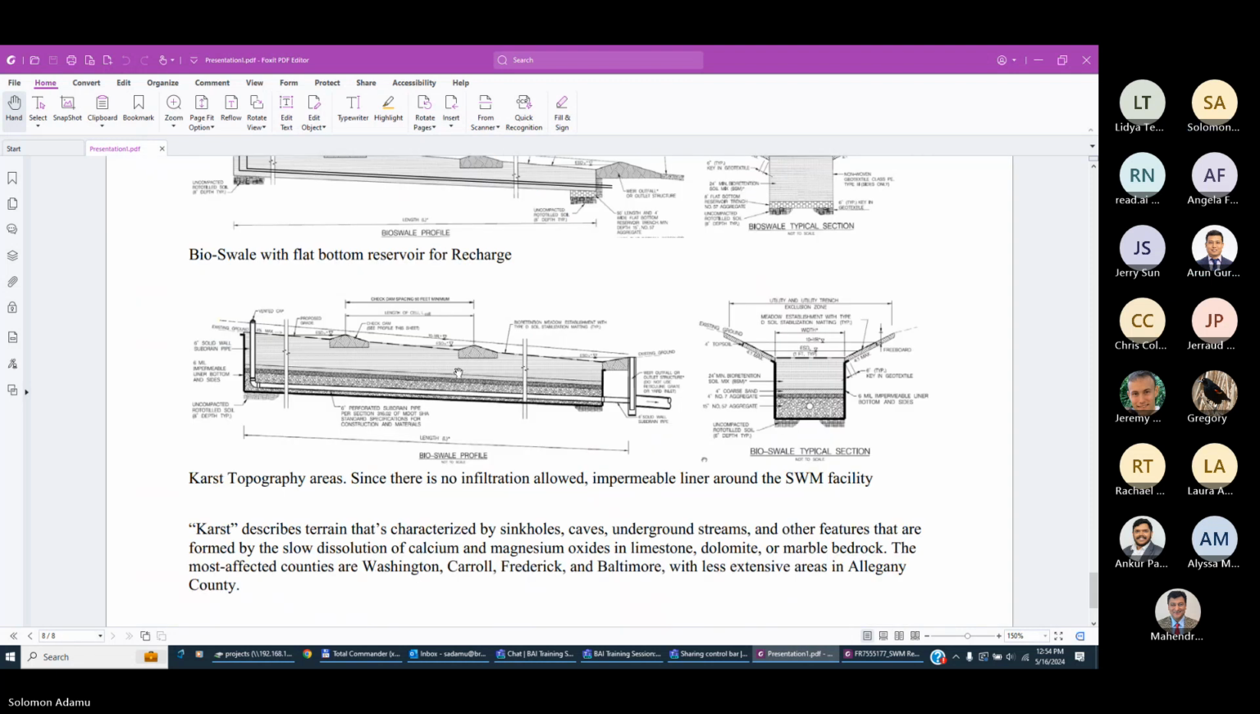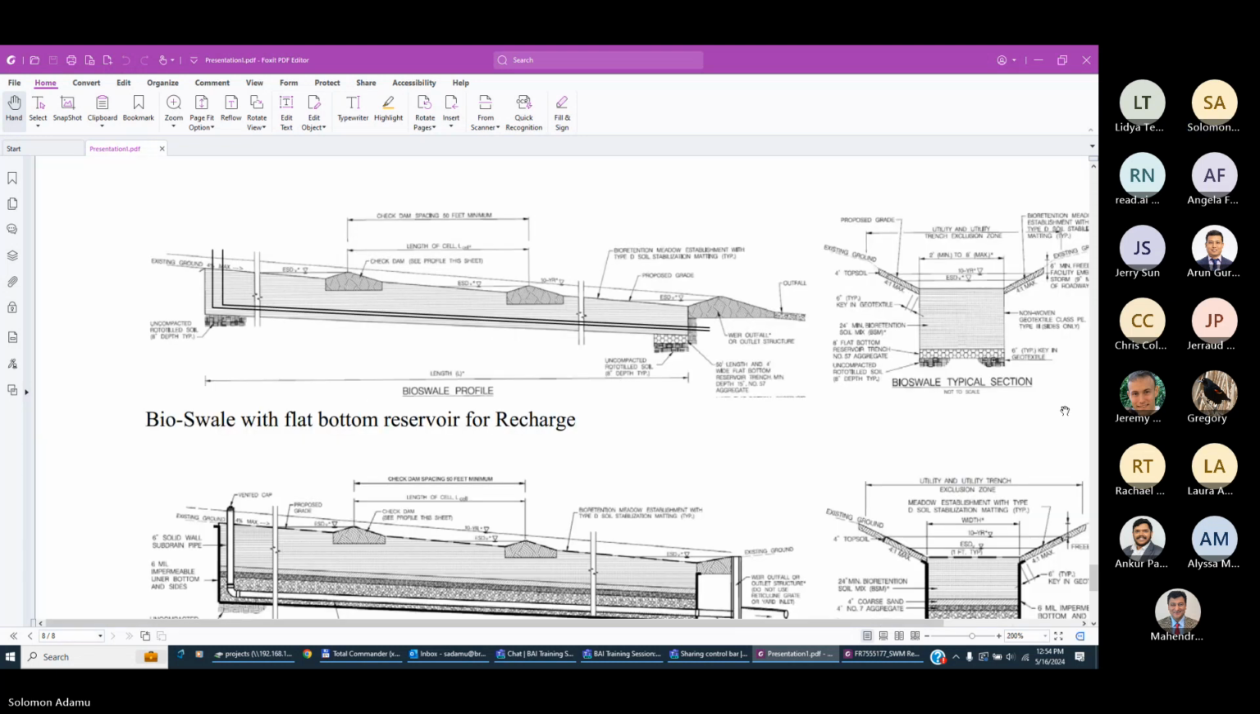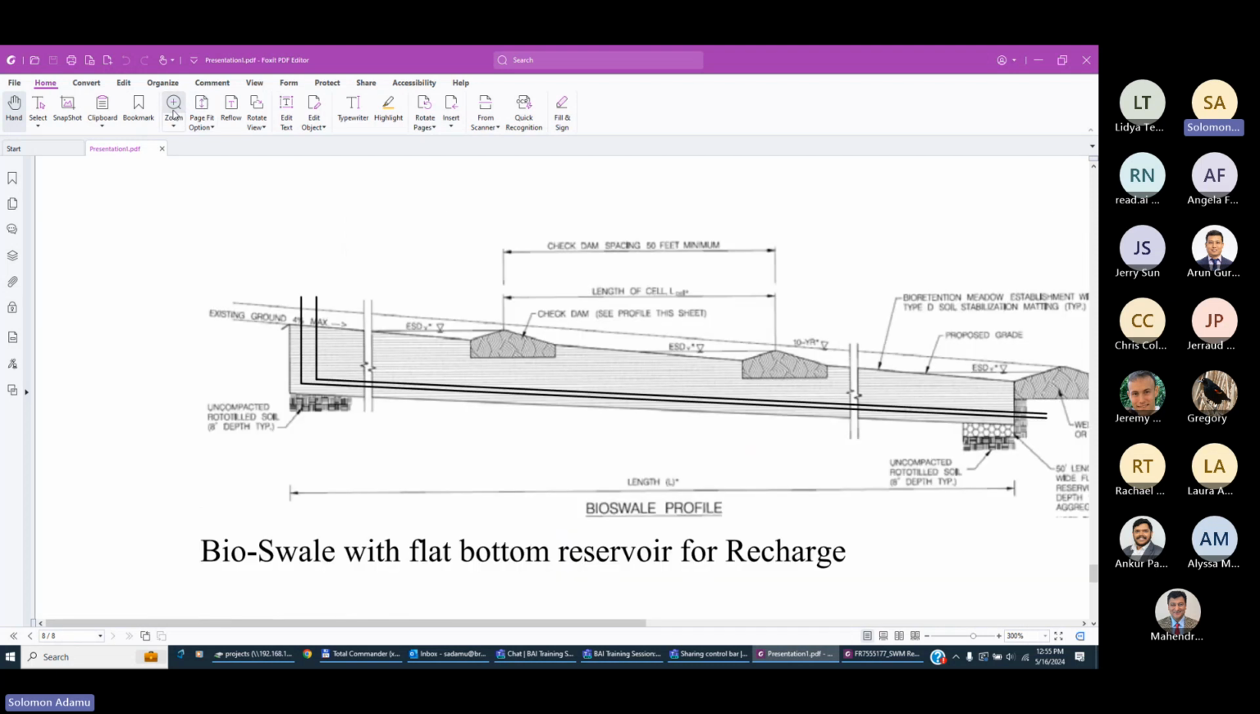Here, I chose this bioswale as an example because, as you see here, there is an underdrain pipe. That means we cannot account for infiltration here. If we have an underdrain, that means the soil is not good at infiltrating. So if we have an underdrain, then we have to provide a reservoir here. How can I zoom?